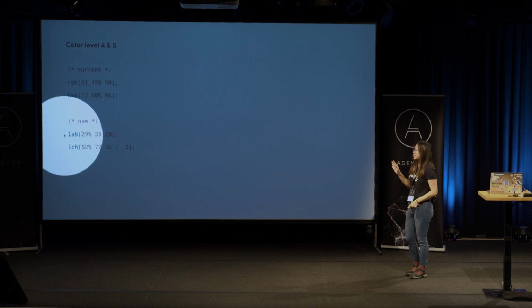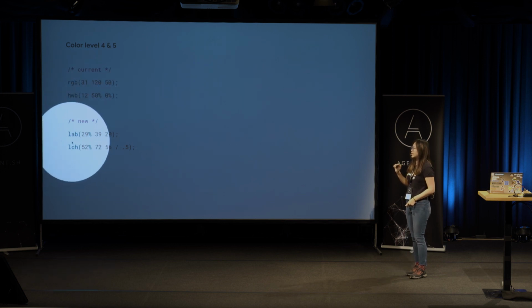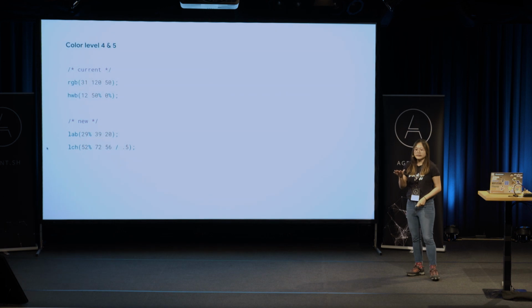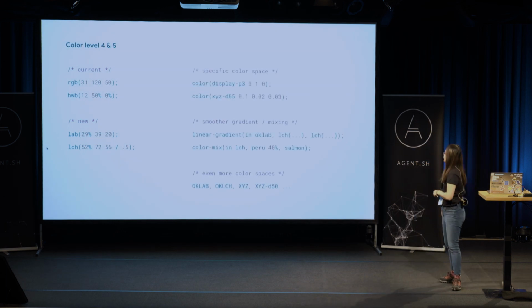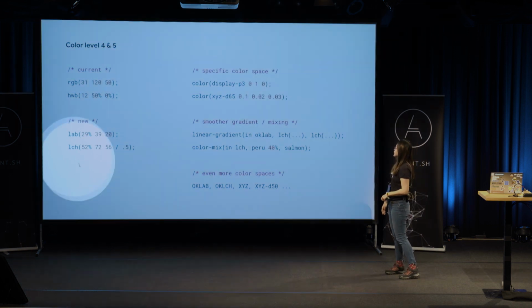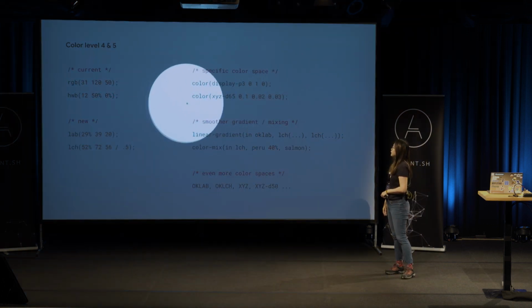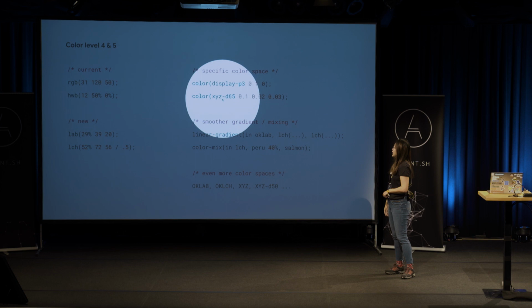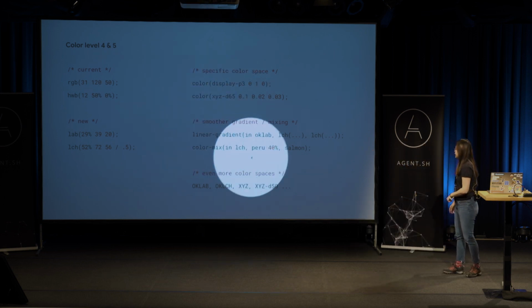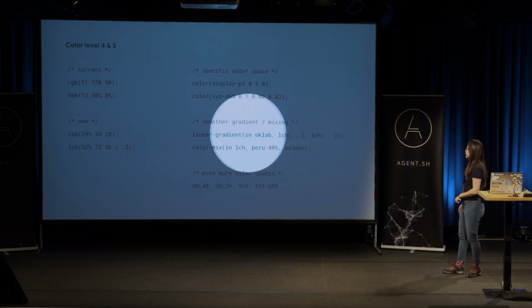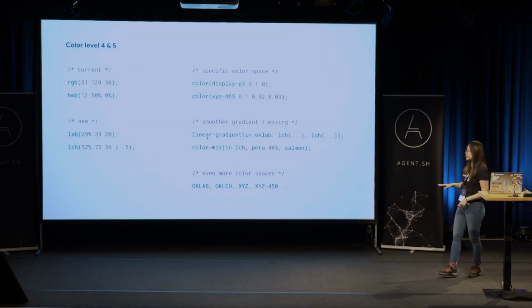But with the new syntax, now we support colors like lab and LCH. These colors support much more color space. And we support some new syntax as well. For example, we support the color syntax, display-p3, and xyz-d65. This is a real number, by the way. And we support something like linear gradient in OKLab color space, and in LCH syntax like this.